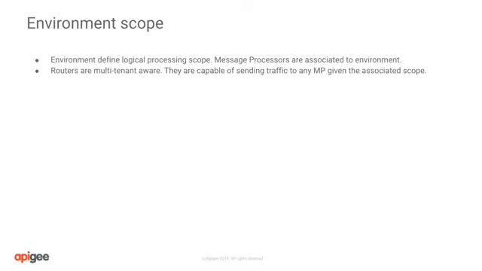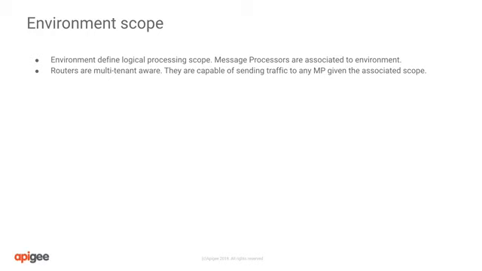Next, we'll talk about scope and how it affects message processors and environments. An environment defines a logical processing scope. Message processors can be associated with one or multiple environments. Routers, however, are multi-tenant aware, meaning they're capable of sending traffic to any MP given the current scope.